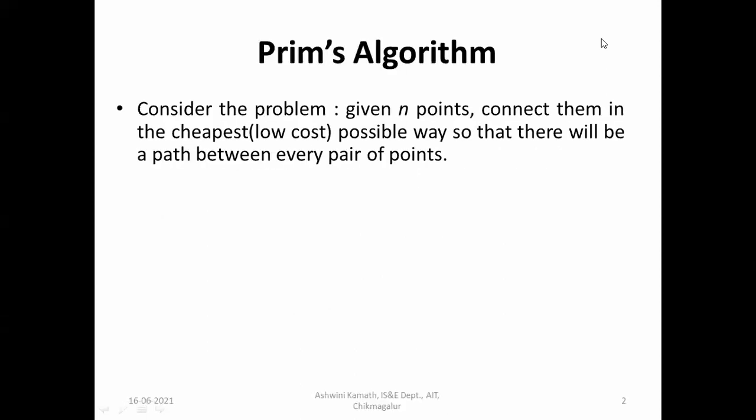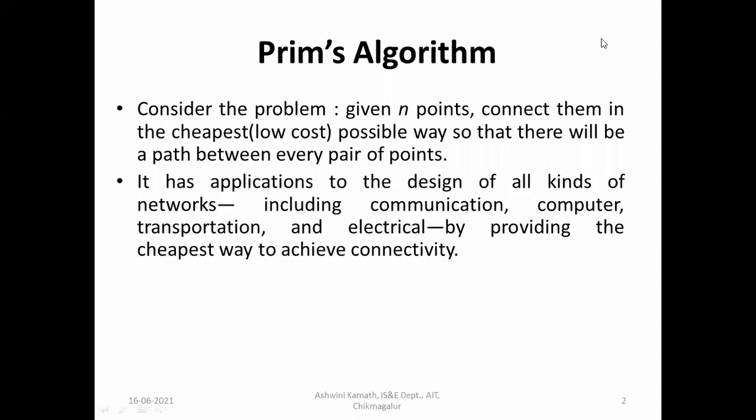Prim's algorithm. Before discussing Prim's algorithm, let us discuss what is the problem with the spanning tree. Given n points, connect them in the cheapest, that is with low cost possible way, so that there will be a path between every pair of points. There must be a path between every pair of points and it must be of low cost. So we have to select the edges with low cost values.